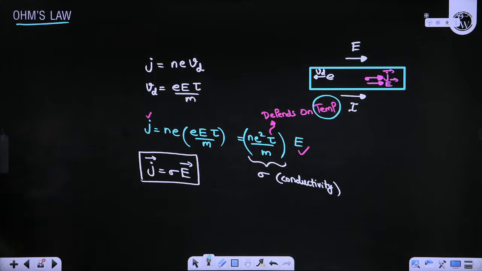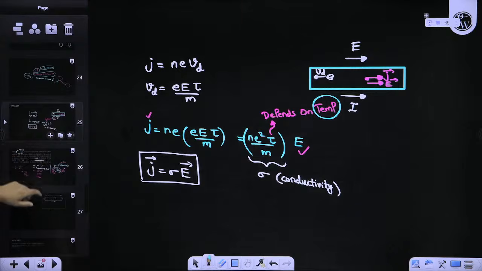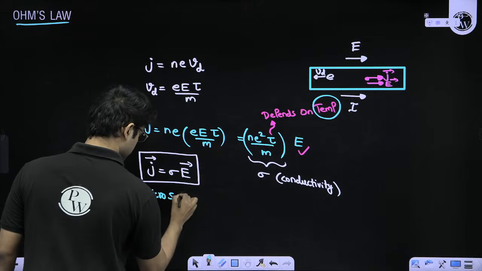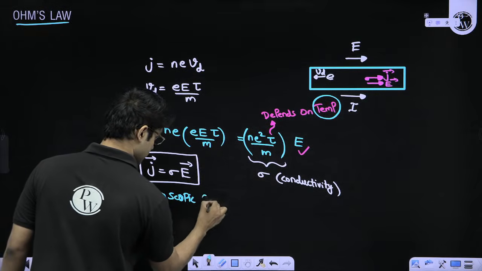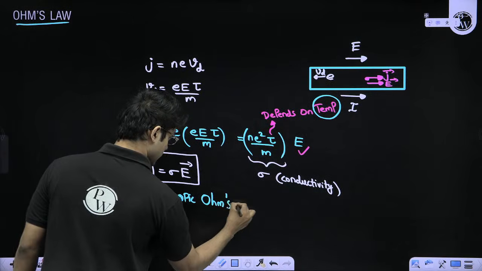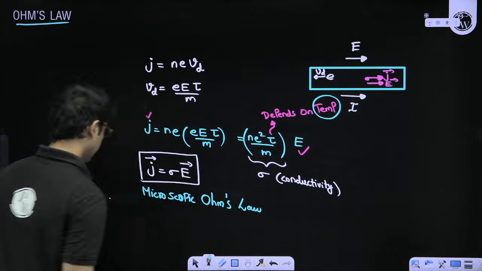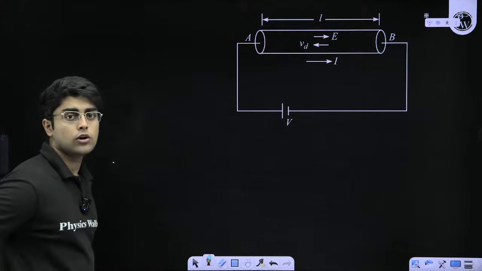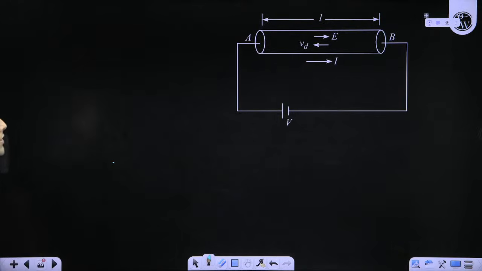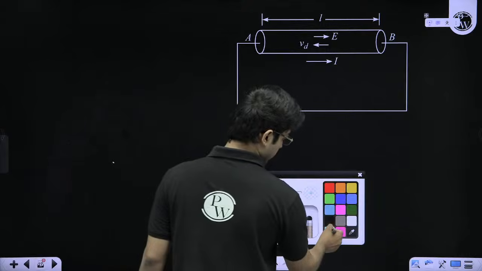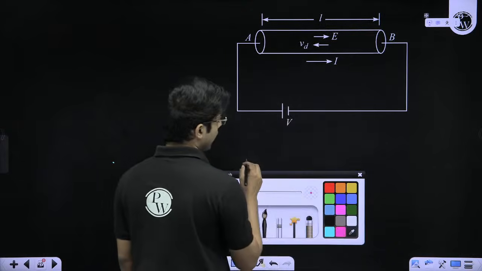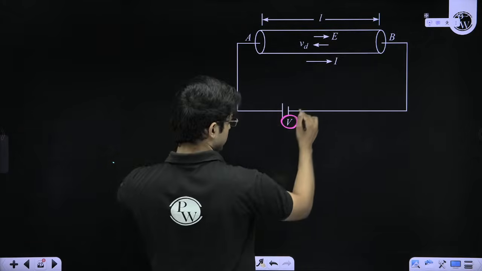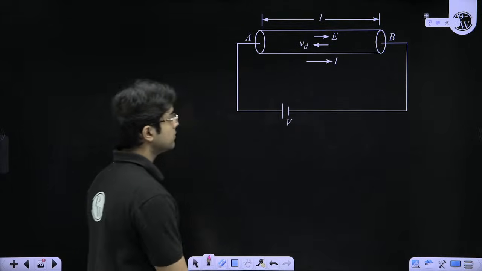All right. So we discussed J equal to sigma E. This is the first important formula, microscopic Ohm's law. Now we will derive the good old V equal to IR. So in the V equal to IR from class 10th, what was V? V was the potential difference across the conductor, or basically the potential difference across the battery, right?